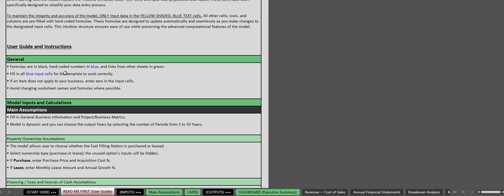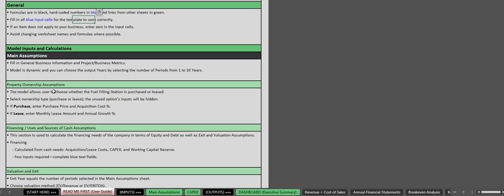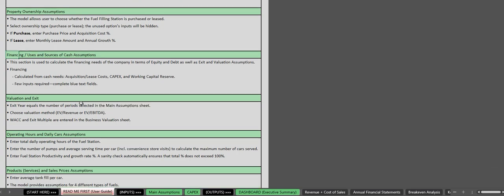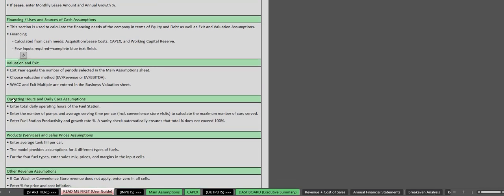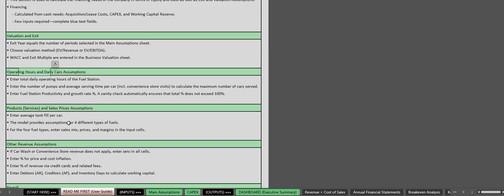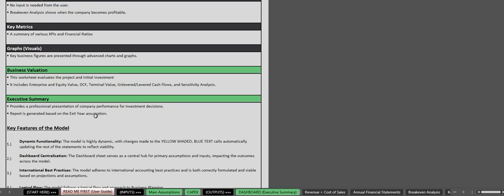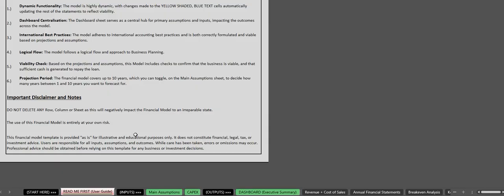and for purposes of the model inputs, the main assumptions, the property ownership of the fuel station, whether you're going to purchase it or lease it, the financing or the use of your financing or funding, valuation, very specific components to this type of business, including aspects like operating hours, daily vehicles, additional products and services, payroll, depreciation, etc. All right, so let's dive into this.